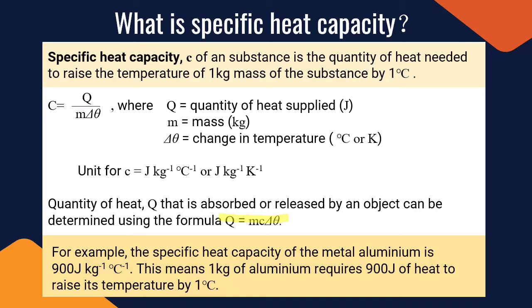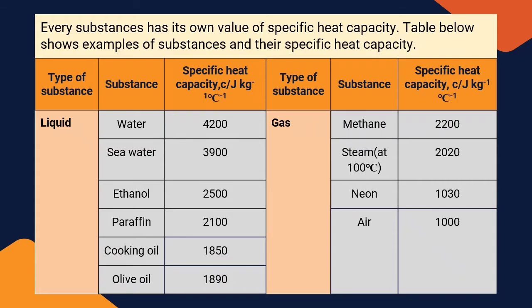For example, the specific heat capacity of the metal aluminium is 900 joule per kilogram per degree Celsius. This means 1 kilogram of aluminium requires 900 joule of heat to raise its temperature by 1 degree Celsius. Every substance has its own value of specific heat capacity. The table below shows examples of substances and their specific heat capacity.